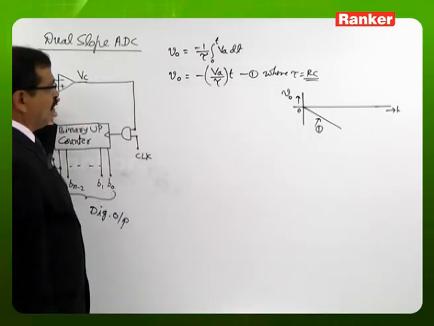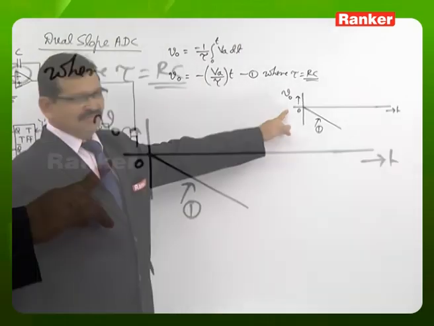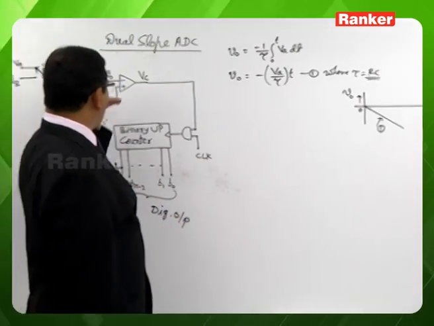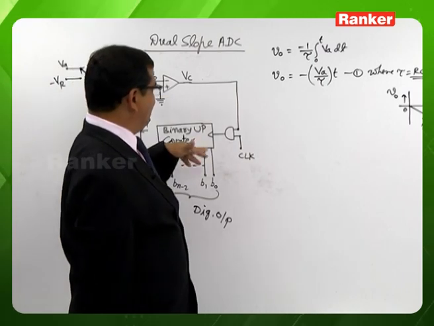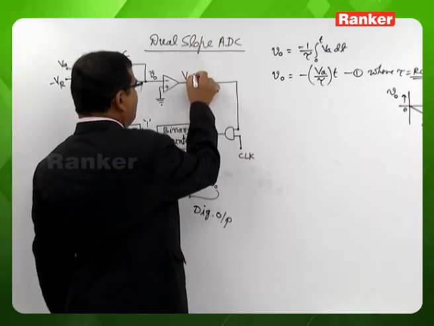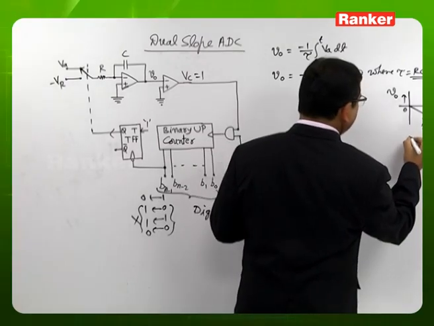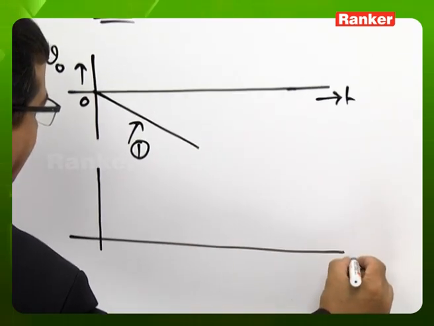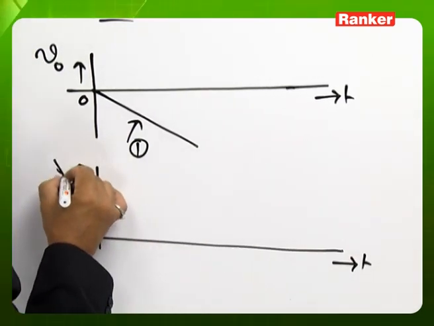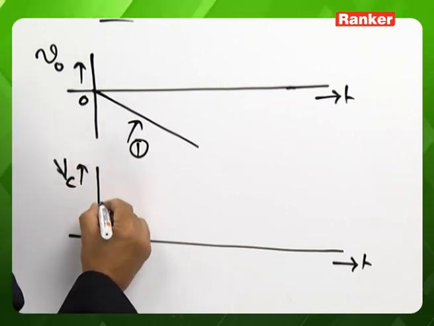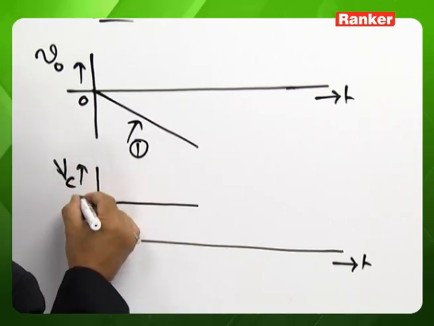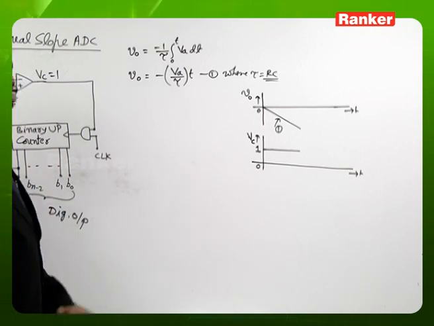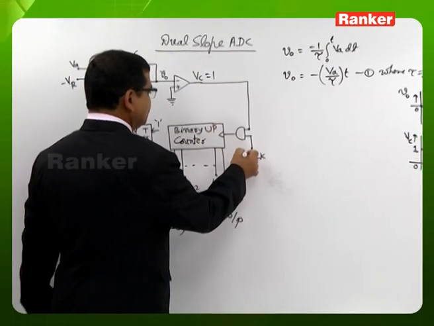As long as the integrator output is below the x-axis, below the time axis, that is, as long as the integrator output is negative, the comparator output will be 1. So if you give the waveform to the comparator, the comparator output, which we named VC, will be 1.